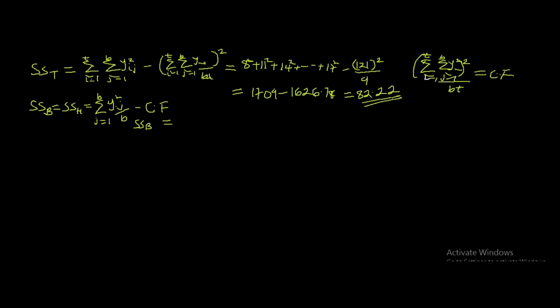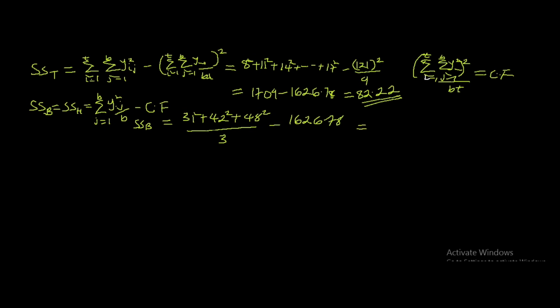So let's look at that. I'm going to have 31 squared plus 42 squared plus 48 squared, all divided by 3, minus our CF, which we already know to be 1626.78. There's no need to still calculate this since we have it here.